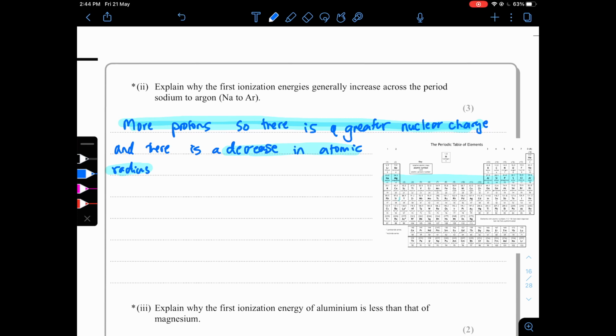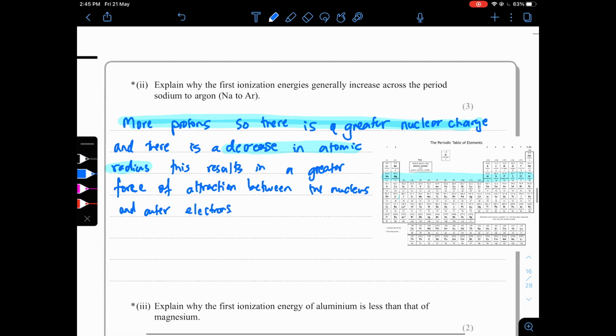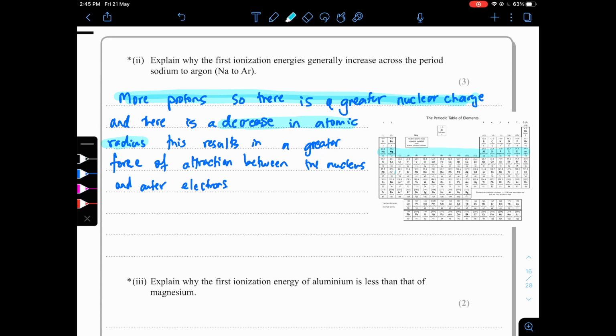Because of that, this results in a greater force of attraction between the nucleus and the outer electrons. Right? So that's why. So our third point is, there's a greater force of attraction between the nucleus and the outer electrons. So this is first point, second point, and third point.